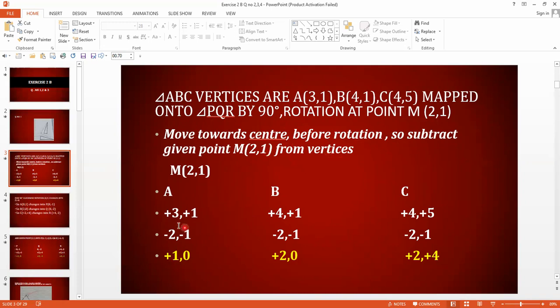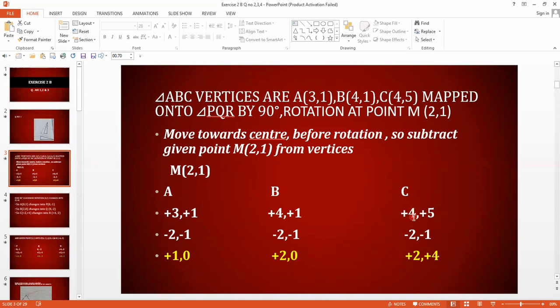Clear? So what are the vertices of A? That are 3 and 1, and we have to subtract this +2 and +1. When we subtract it, obviously its sign will be changed into -2 and -1. So 3 minus 2, what will be the answer? +1. Very good. +1, -1, both are cancelled, so the answer is 0. Next one, B. B has vertices +4 and +1. We have to subtract the same point, -2, -1. So we will get +2 and 0.